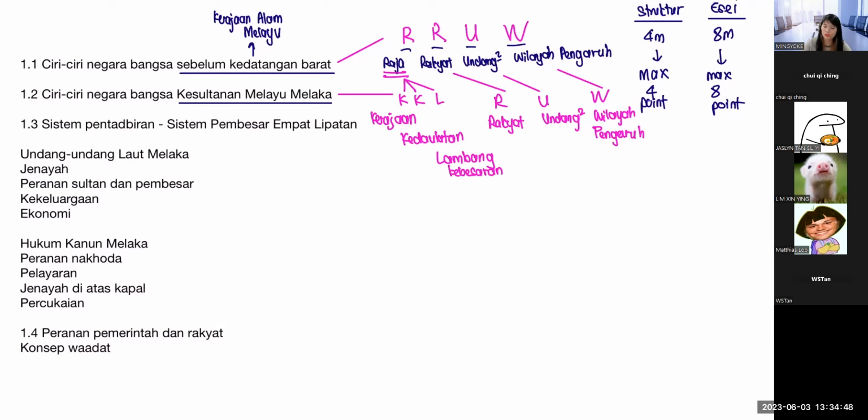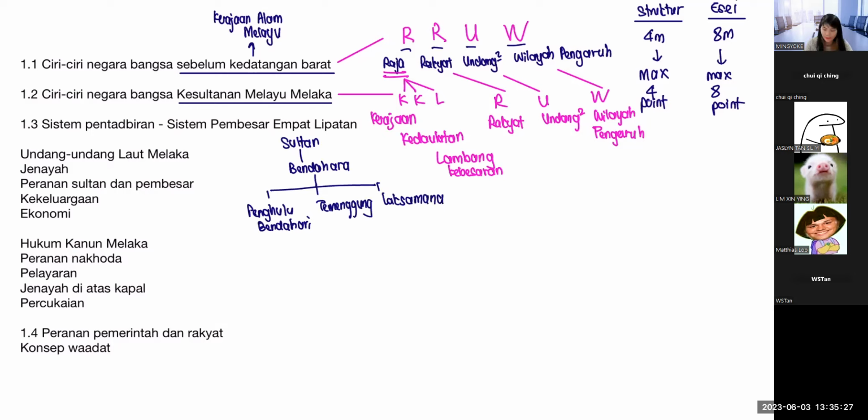Understand? So this is called the KKL. Then the next one is 1.3. We need to learn about sistem pembesar empat lipatan, which is especially we have what? The Sultan, then to what? The Bendahara, to Penghulu Bendahari, Temenggung, and Laksamana.